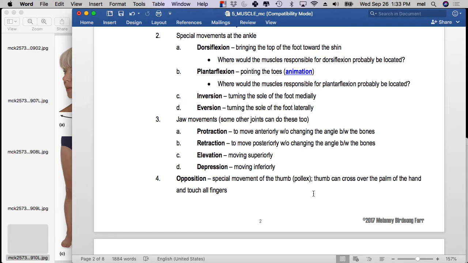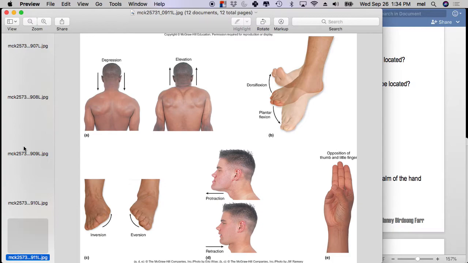And then the last ones, before we actually get to the muscle naming, is jaw movements. Some other joints can do these too. The scapula can do these too, but I'll show you at the jaw first because it's easier to see there. So, protraction and retraction. Okay. All of these four jaw movements are really important for chewing. Protraction is shoving the mandible forward. If you do it really dramatically, you end up with an underbite. Retraction, pulling the mandible back. If you do it really dramatically, you end up with an overbite. Or you have one already, like I do.